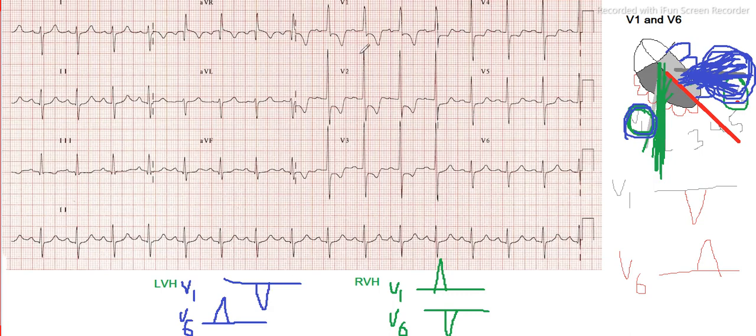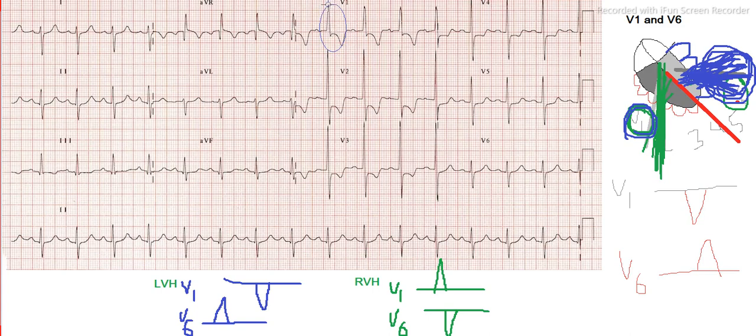Now let us jump into this ECG. So we are jumping into this ECG. So now let us first of all look at V1. So this is our V1, you see here. In V1 what you can see is that the R wave is very high.